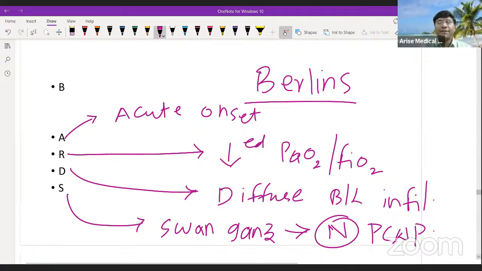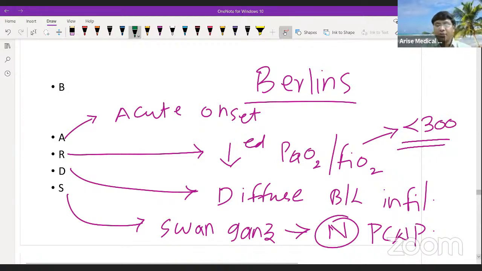And this PaO2 by FiO2 is reduced to less than 300. That is what is your Berlin's criteria. That is what is your ARDS. Acute in onset, reduced PaO2 by FiO2 less than 300, diffuse bilateral infiltrates, and Swan-Ganz catheter shows normal pulmonary capillary wedge pressure. Right, Vijay Bhargava, very good.